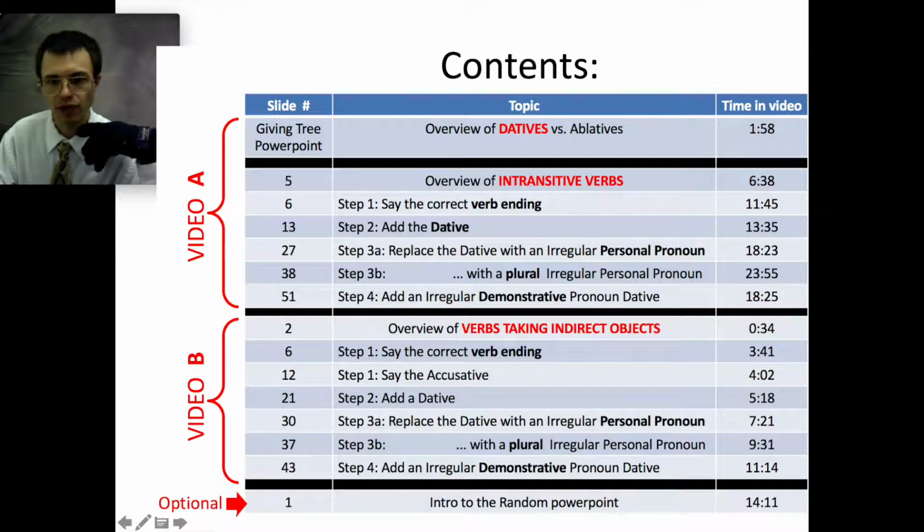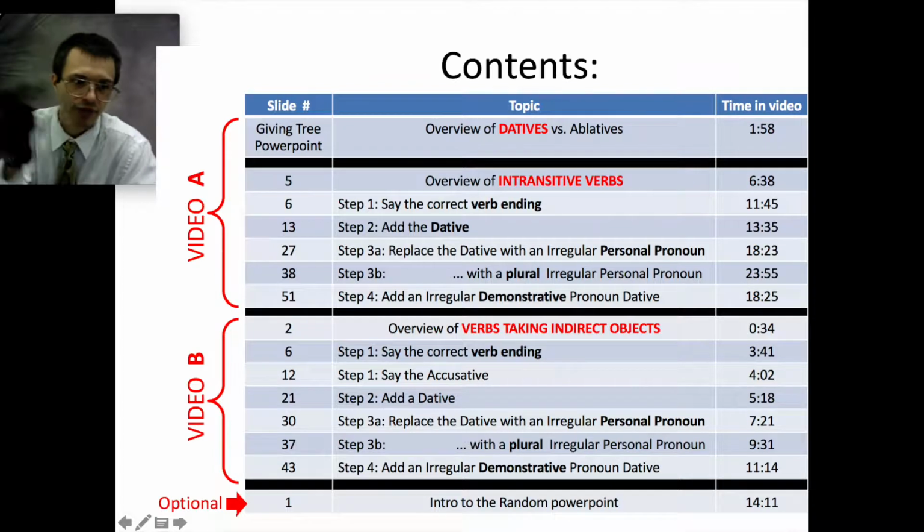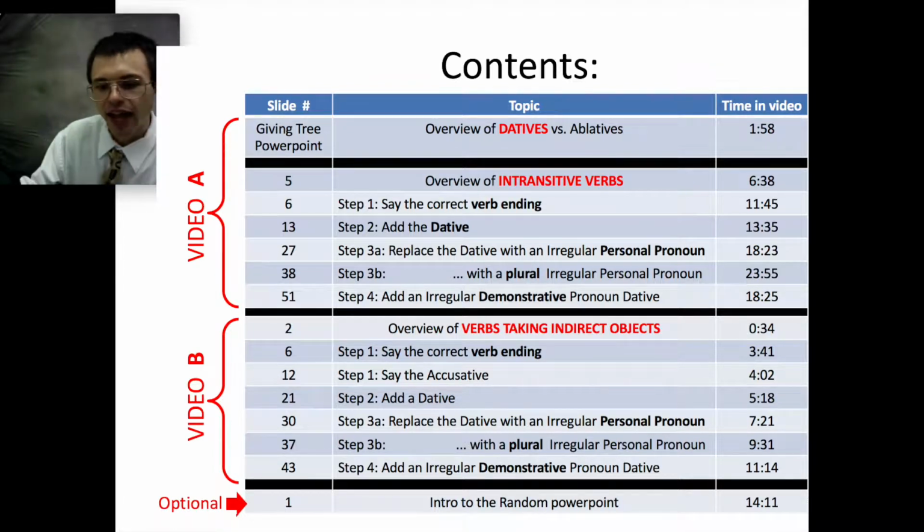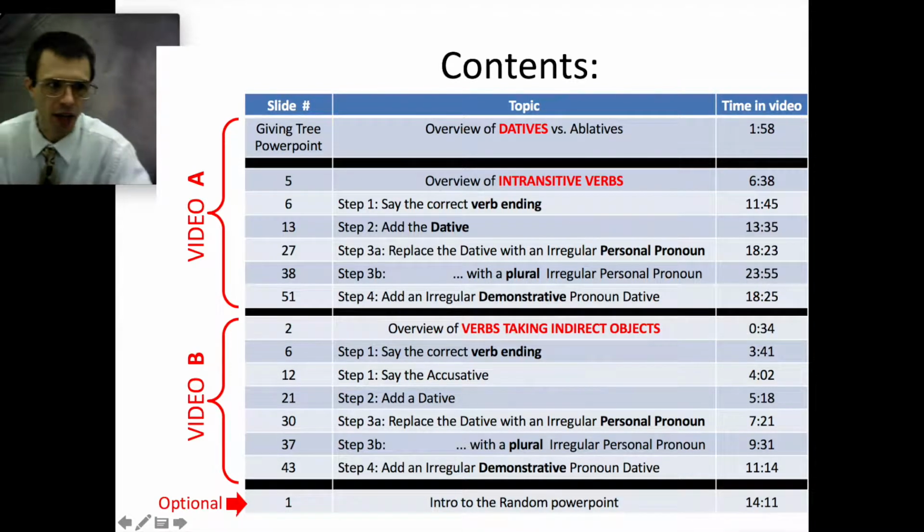Object of an intransitive verb and indirect object are the 2 big functions of the dative. So we're going to hit both of those functions today and make you a master or mistress of that. And then lastly, I'll introduce the 4th PowerPoint, which is something you can drill with yourself in your spare time if you want to go to that extent.